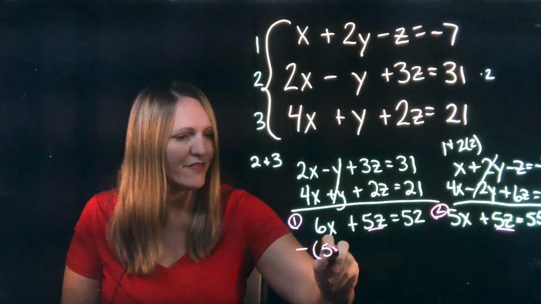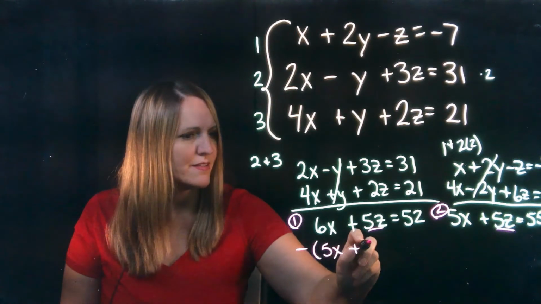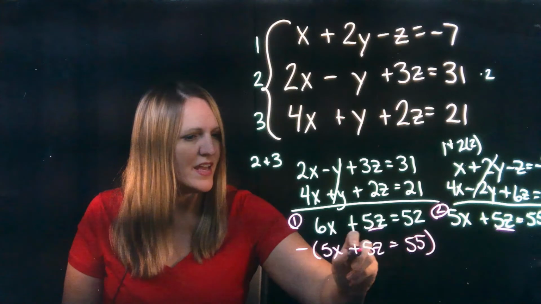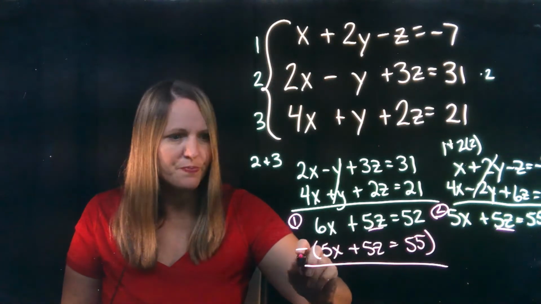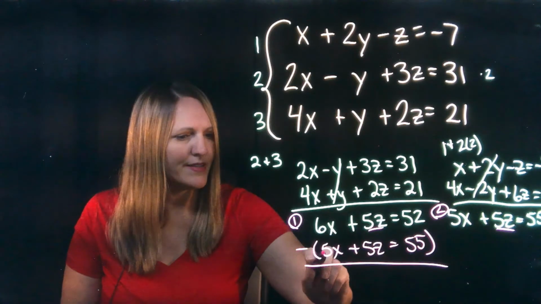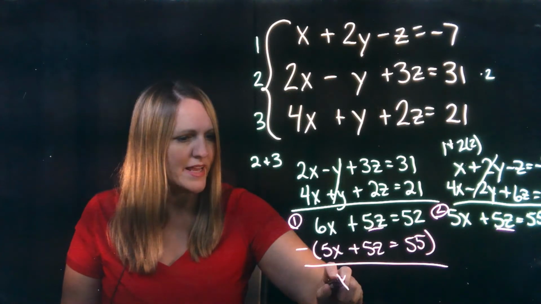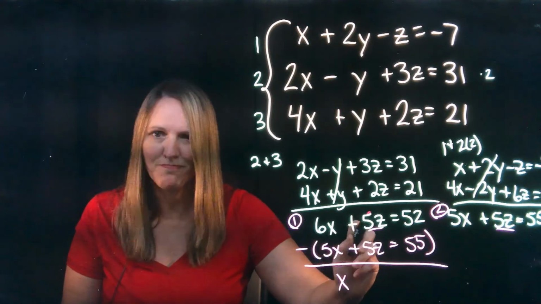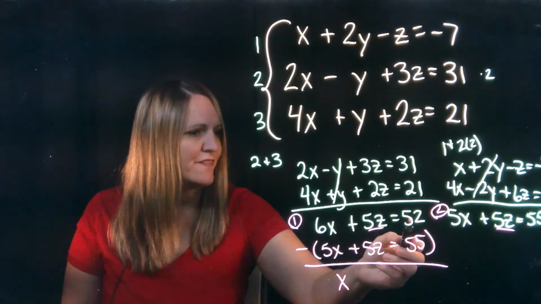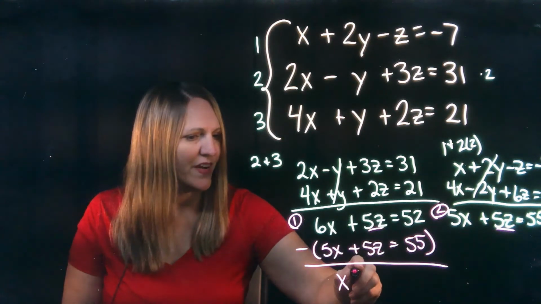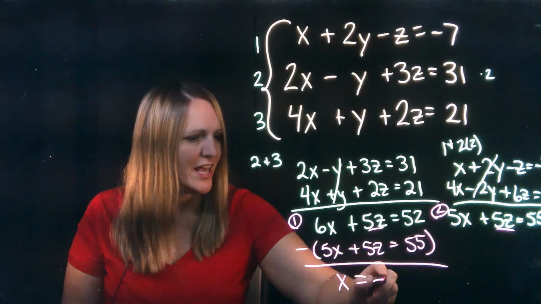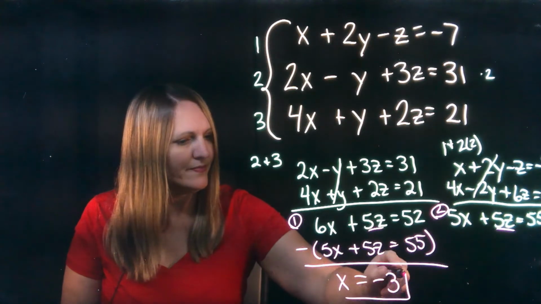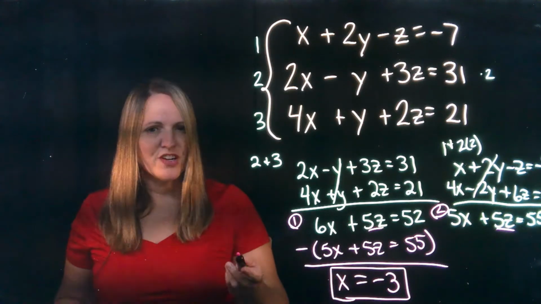That will give me 6x plus 5z equals 52, and I'm going to subtract 5x plus 5z equals 55. So 6x minus 5x will just give me 1x. Then I have the 5z minus 5z. The z's are gone. Now I have 52 minus 55. And I have found that my x value is -3. So that's my first solution.